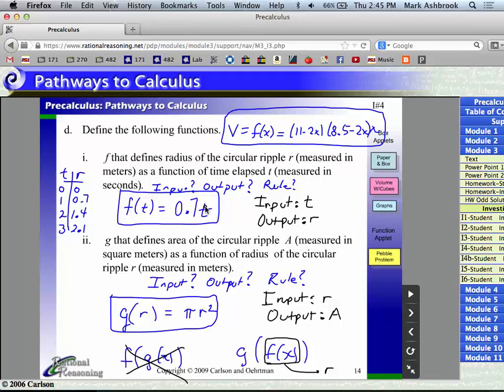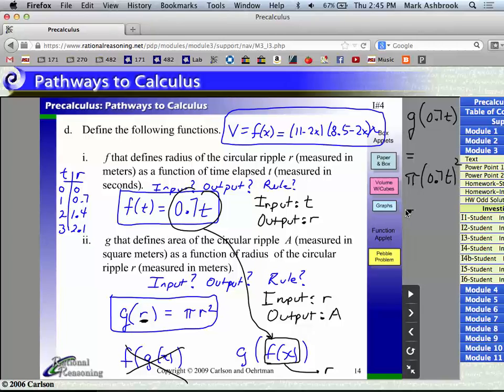Okay? So just really quick, hold on 1 second. So watch. We can take that f of x right here, 0.7t, and we can put it in there. So if this is f of x, we're going to put it into g. So we'll do g of 0.7t. And what does g say to do? It says take the input and square it and multiply by pi. So we're going to do that.